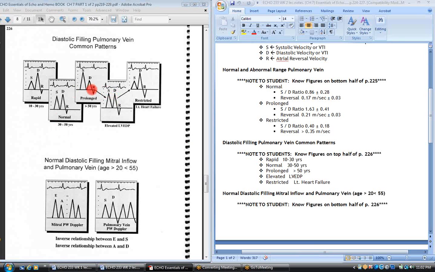It's worse than the grade 1. It hasn't quite made it to restricted. When you get to restricted, you have a little tiny S, a big D, and a big R. That's the difference between the 10 to 30-year-old and the left heart failure patient. You have a large reversal.